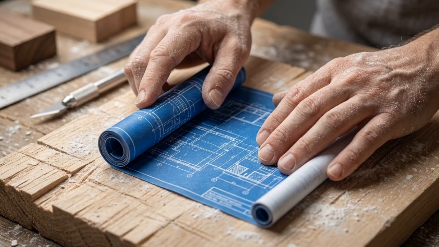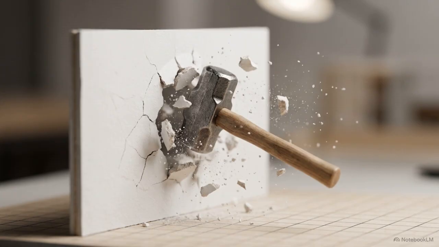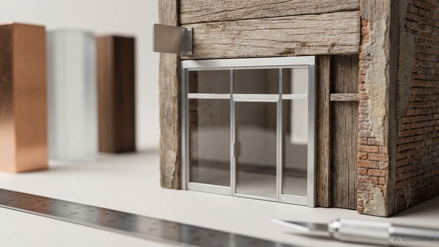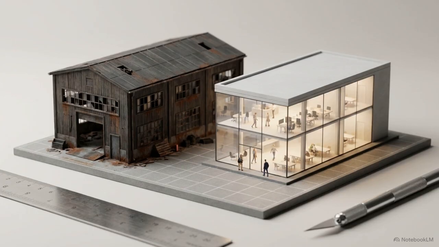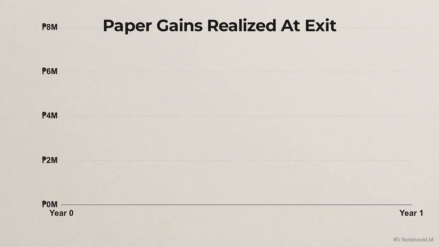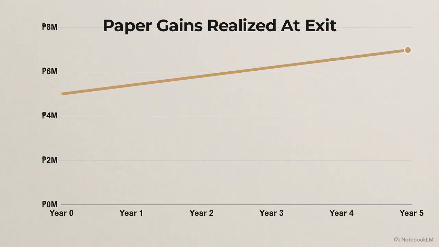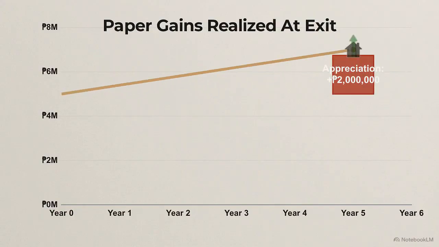Forced appreciation requires direct capital to actively optimize the asset through major physical renovations, rezoning for commercial use, or redeveloping to its highest use. Reaching that future value of 7 million pesos requires active optimization. Appreciation is a structural shift in property utility and location, not a passive guarantee. We arrived at year 5, the exit stage. This is where the paper gains, our remaining 2 million pesos in appreciation, are finally realized through a sale.